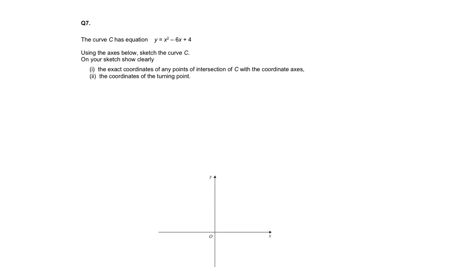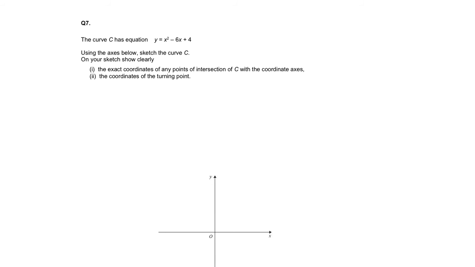Okay, question number 7. It says the curve C has equation y equals x squared minus 6x plus 4. Using the axis below, sketch the curve C. On your sketch, show clearly the exact coordinates of any points of intersection of C with the coordinate axes and the turning point. Okay, so we can do this question in multiple ways.